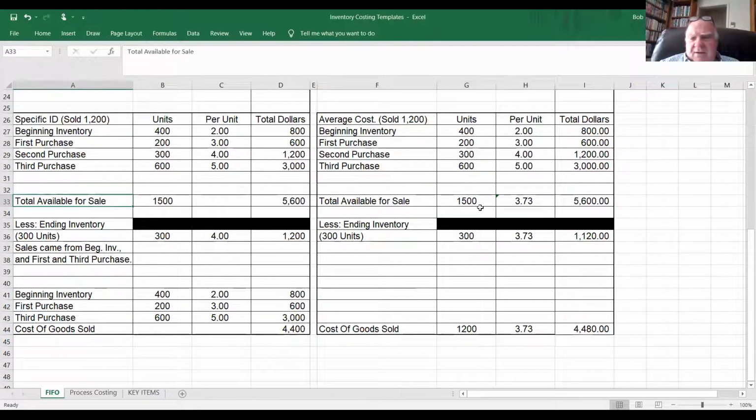Now, specific ID is the fourth method we're going to look at. Specific ID is the one method that does follow the movement of the goods physically. Okay? Specific ID. This is for big ticket items. This is for a car dealership. This is for a diamond seller, a jeweler, where you're selling very expensive stuff in small quantities. You need to be able to track that car.